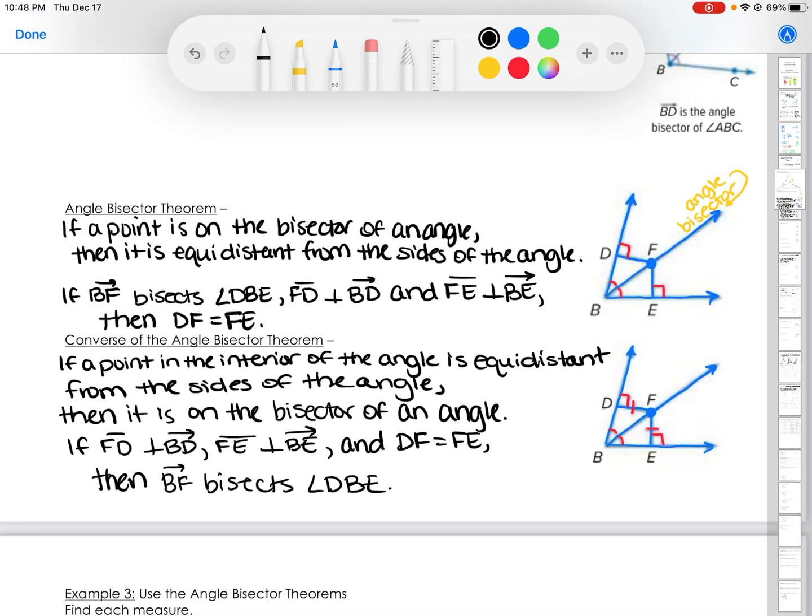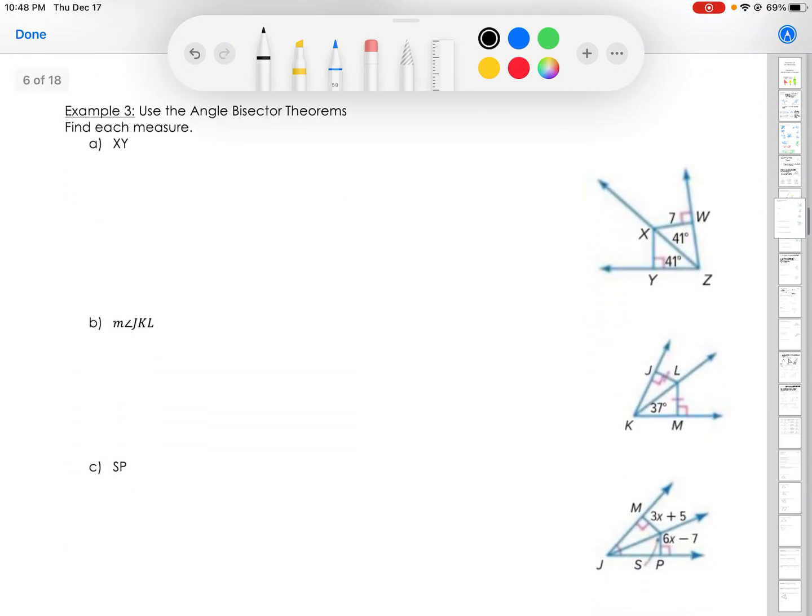And then the converse is also true. So if we know that we have those perpendicular parts and they're equal, then we can assume it's a bisector. So we're going to use the angle bisector theorem to find the measures here. If we take a look at the first figure, we want to find the measure of XY.